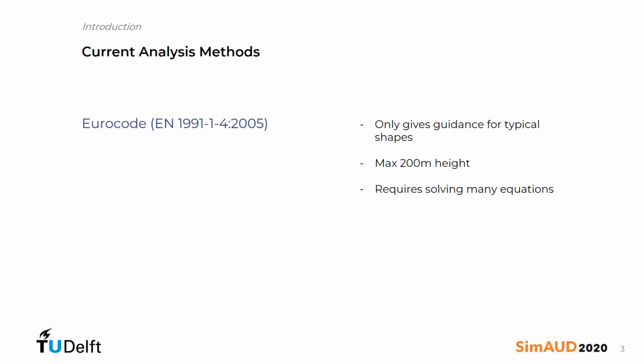stage of design. Of these current methods, first we have the Eurocode, which usually only gives guidance for typical shapes such as rectangular and circular floor plan buildings. It is valid only up to 200 meters in height and requires the solving of many different equations and reading a lot of values from tables, which can make it quite tedious.